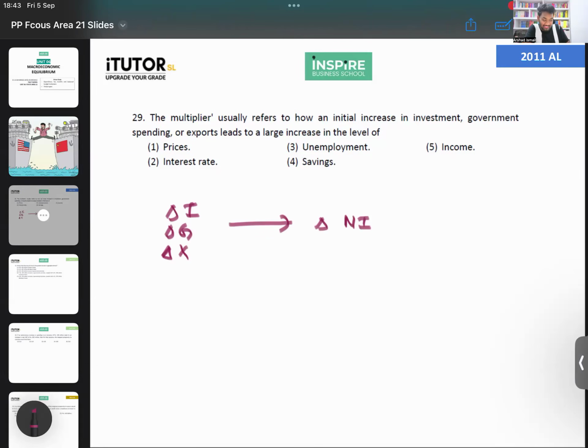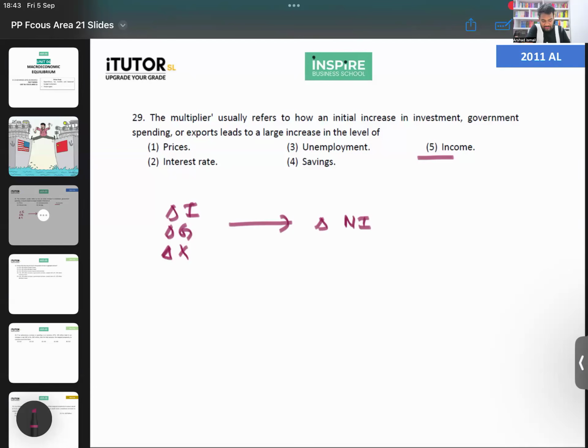Answer number 5. It doesn't put the word national, then the answer becomes very obvious, no? So they've just kept income. The income of a country is what you call your GDP, your national income, as a result of this. Easy question to start off with.